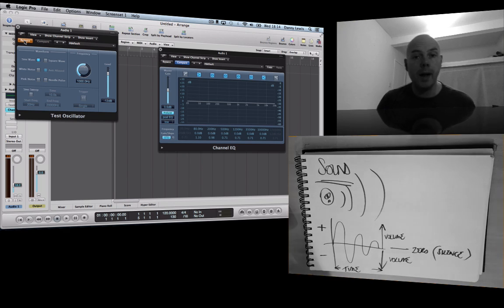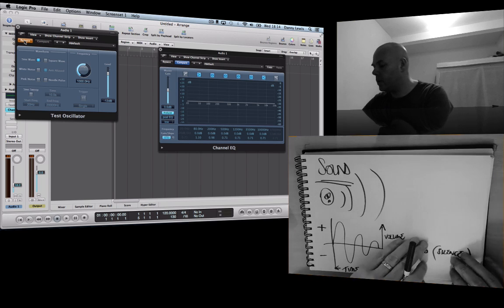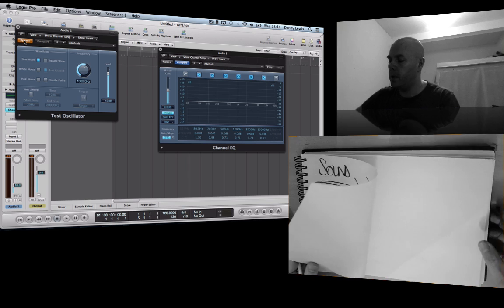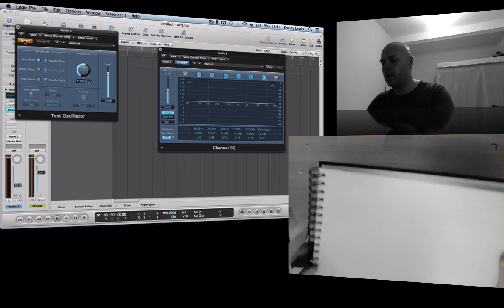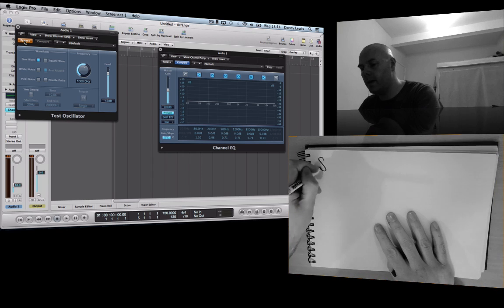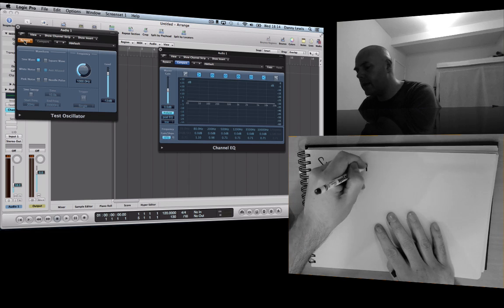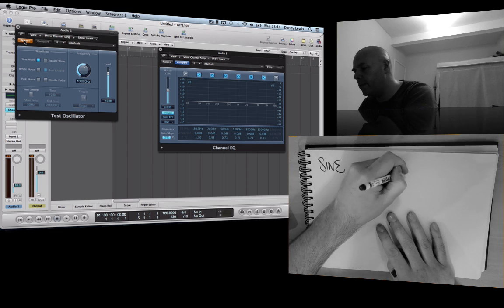So let's take a look at a sound wave. Let's look at the basic form of sound wave, which is a sine wave. I'll generate one for you in a second. Let's go to the next page. So, sine, basic waveform.